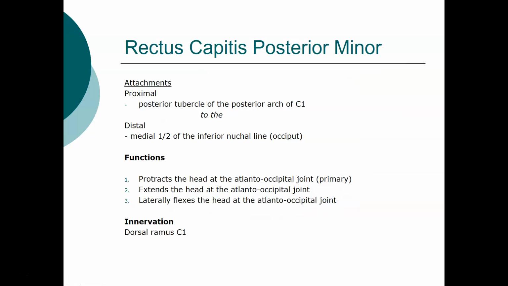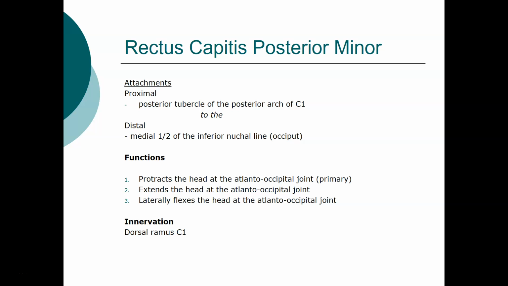The next muscle is rectus capitis posterior minor. So that should tell you right off the top that this is a smaller muscle as compared to major. It arises from the posterior tubercle of the posterior arch of C1. Remember, C1 was ring-like in its architecture, and there was a small posterior tubercle on that arch. So it arises from the posterior tubercle of the posterior arch of C1 to the medial half of the inferior nuchal line. Remember, major was to the lateral part of the inferior nuchal line. This is the medial half of the inferior nuchal line.